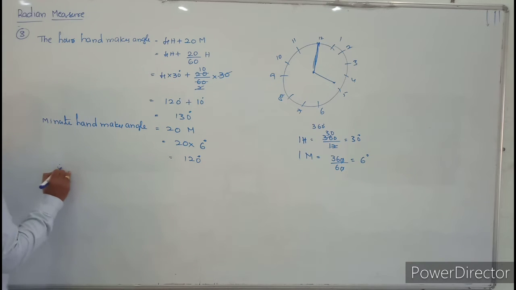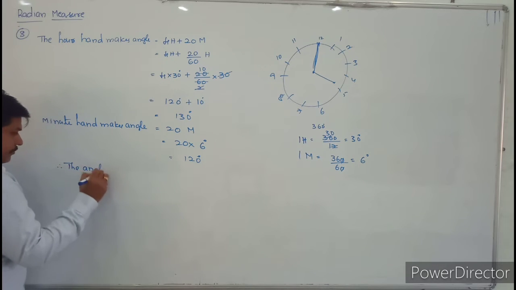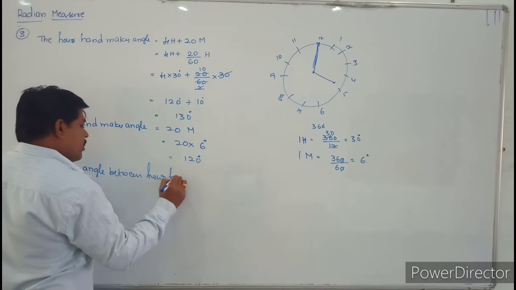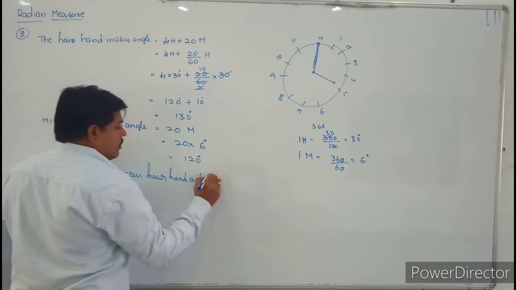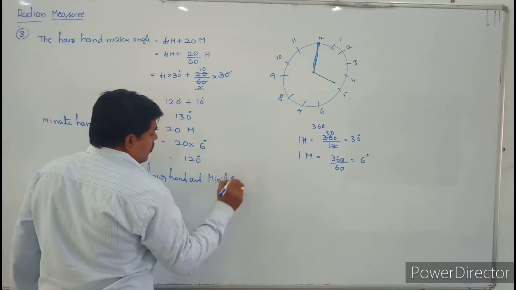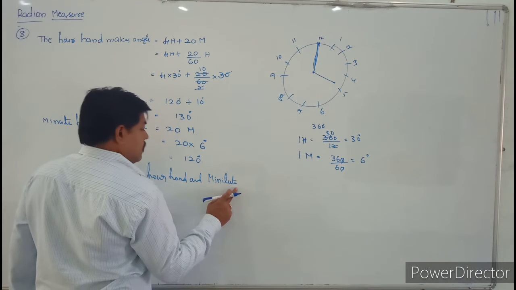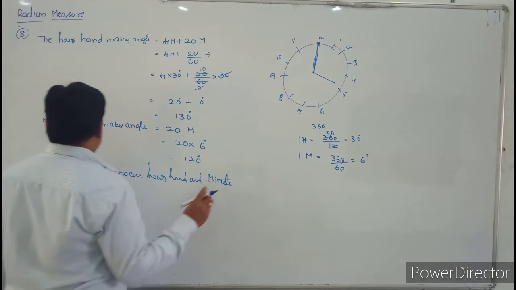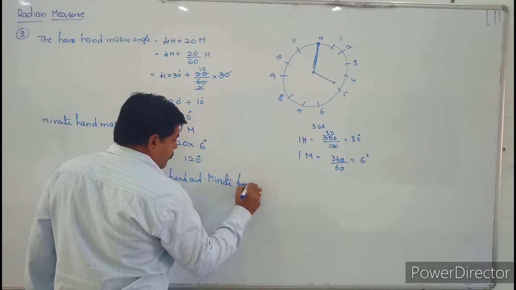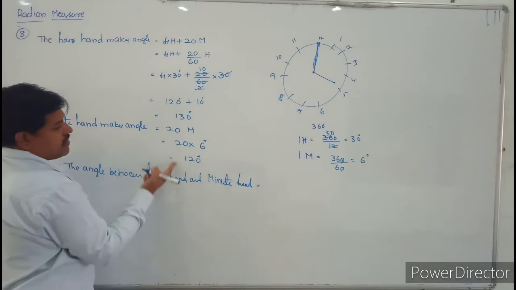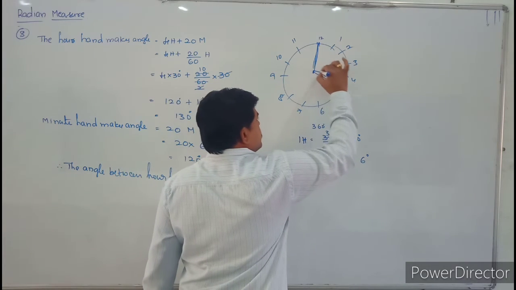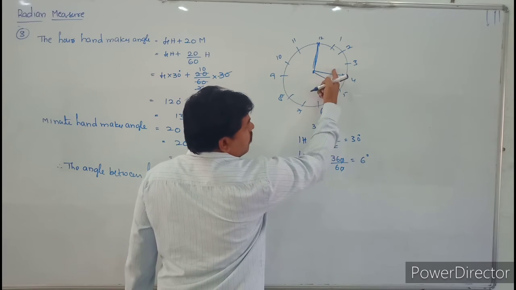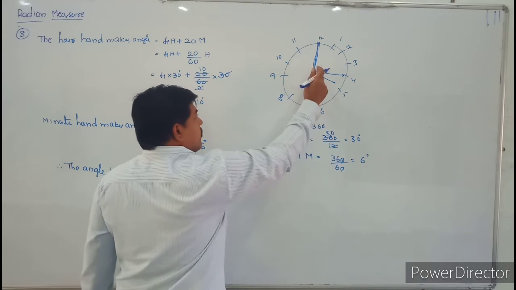Therefore, the angle between hour hand and minute hand is equal to, so the difference of these two is nothing but the minute hand is here. See this one, this is the 20 minutes. It will show 4 hours 20 minutes. So the angle between these two is required.